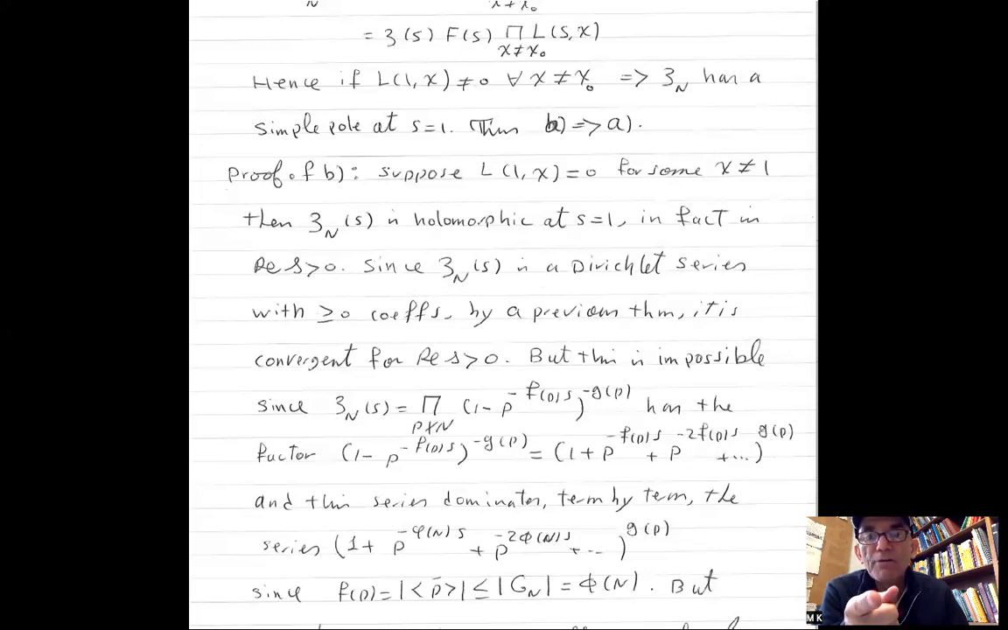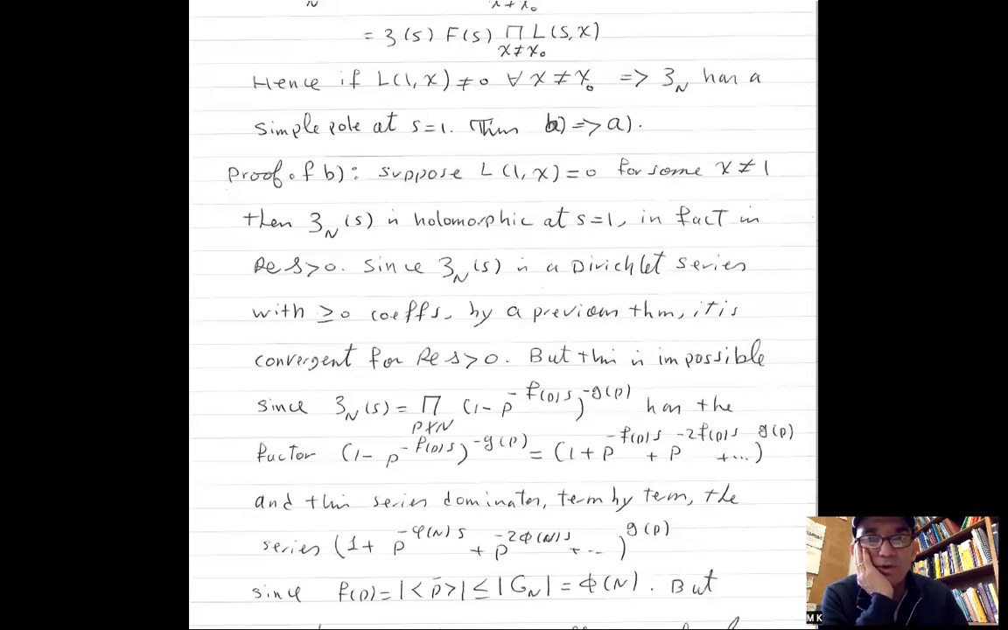the product of L functions for non-trivial characters is not 0 at s equal to 1, but zeta has a pole. So in that case, we would have a simple pole at s equal to 1. So it just shows that if we prove part B, then part A follows. So we're going to focus on the proof of part B.